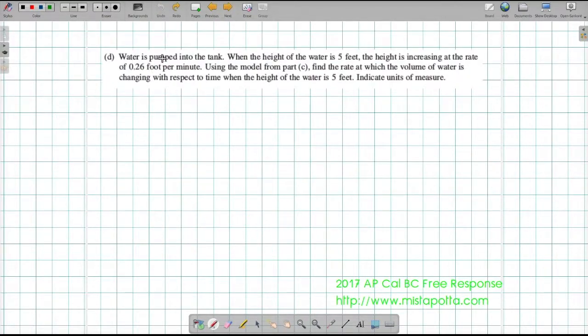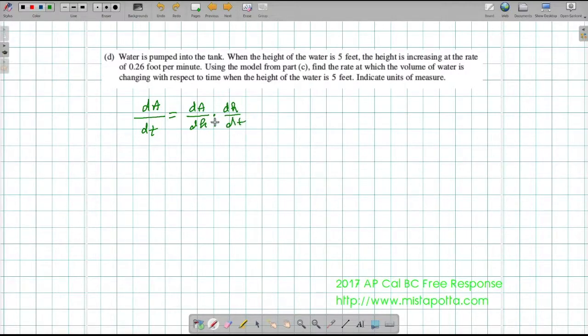Going on to part D, it says water is pumped into the tank. When the height of the water is 5 feet, the height is increasing at the rate of 0.26 foot per minute. Using the model from part C, find the rate at which the volume of water is changing with respect to time when the height of the water is 5 feet, and they want us to indicate units of measure. So what we're looking for here is the change in volume with respect to time. And because of the chain rule, that's going to be the change in volume with respect to height times the change in height with respect to time.